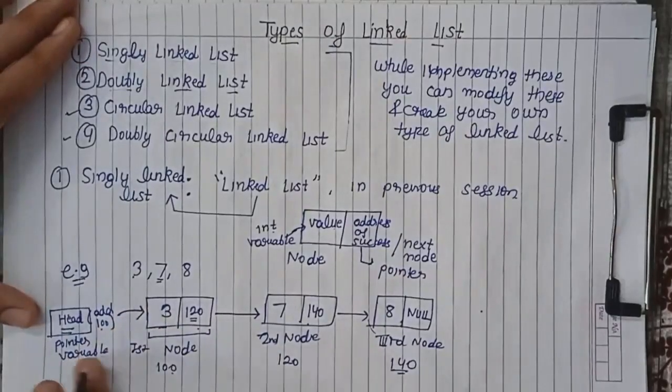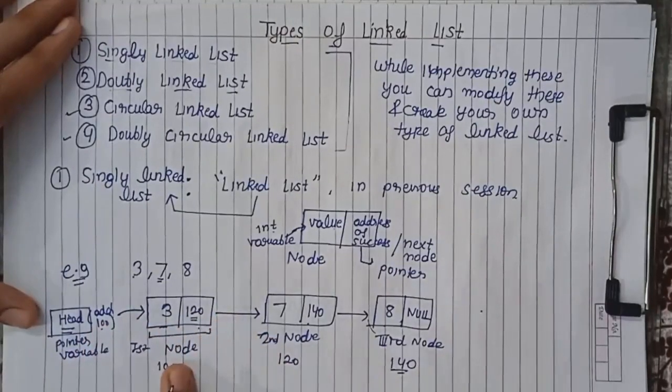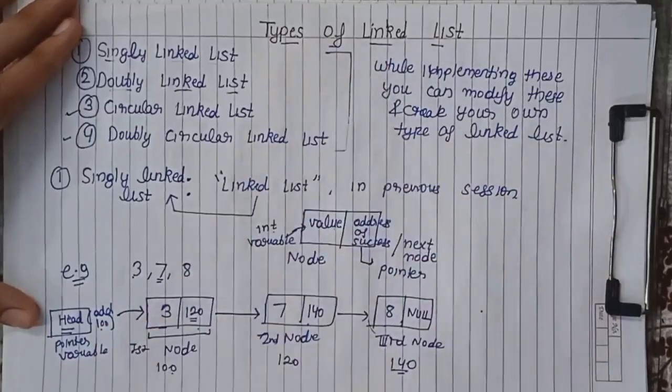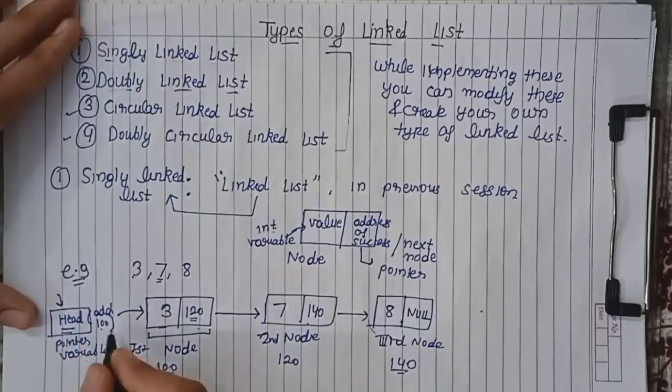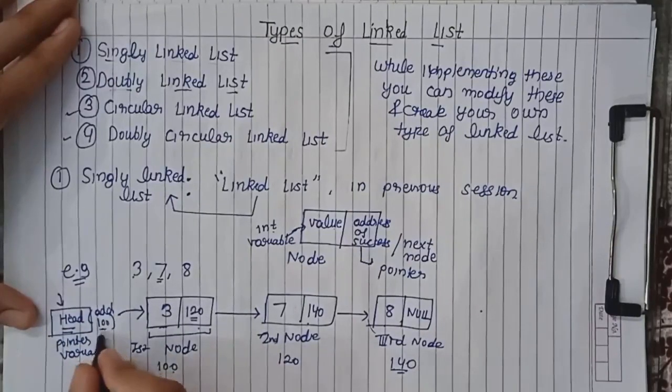So in the next session, in the third session, we will see the insertion, we will see the creation and traversal of linked list. Then we will see how this head actually works. For now, just understand that this is a pointer variable which stores the address of this first node, which is 100.